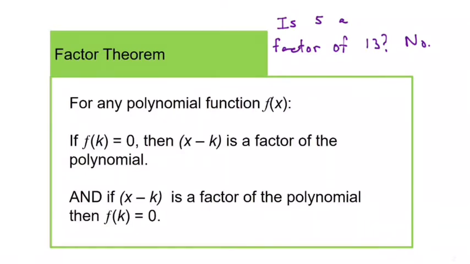Well, the same thing works with polynomials. We can say if f of k equals 0, then x minus k is a factor of the polynomial f of x. In other words, if you divide the polynomial by x minus k and you get a remainder of 0, then x minus k is a factor. That makes sense with what we know about remainders. And it also works the other way around. If x minus k is a factor, then we know for sure that f of k equals 0. So for k to be a 0 of our polynomial means the same thing as for x minus k to be a factor of the polynomial. The two things are completely interchangeable.